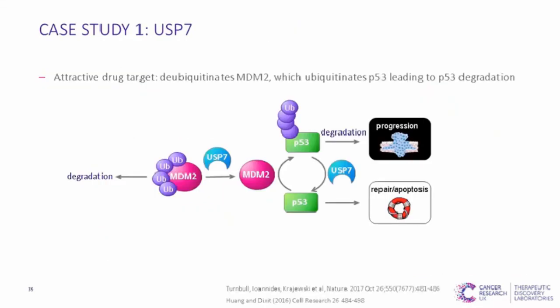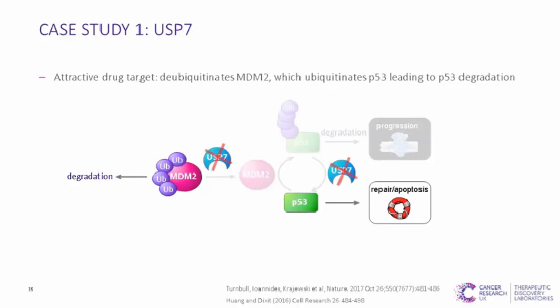In particular, USP7 is an attractive drug target. It deubiquitinates MDM2, which itself ubiquitinates P53, leading to P53 degradation. And so the rationale is to inhibit USP7 to prevent the deubiquitination of MDM2 and promote P53-mediated repair or apoptosis, which prevents tumor progression. Until now, USP7 has proven challenging to drug. However, the catalytic cysteine is amenable to a covalent approach.